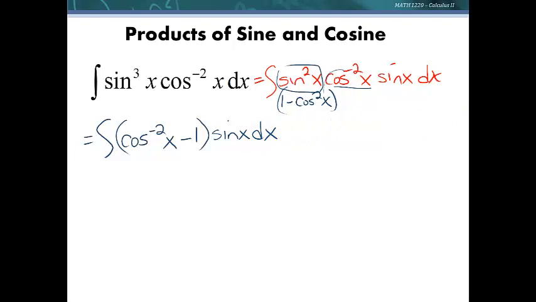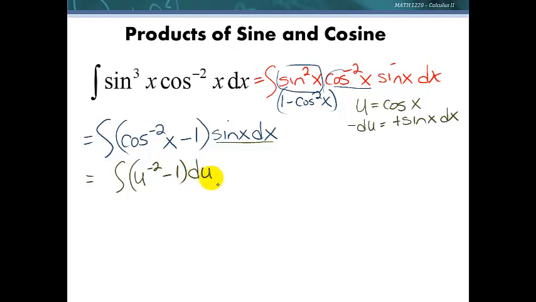Now I'm ready to do u substitution. My u is going to be cosine x, and my du is going to be negative sine x dx. And in looking, I have the sine x dx, so I'm going to multiply the negative over here, and I can replace sine x dx with negative du. So this is going to be the integral of u to the negative 2 minus 1, and there's my du if I put a negative there. Okay, so this is going to be negative. This would be negative u to the minus 1 minus u, and then plus our constant.